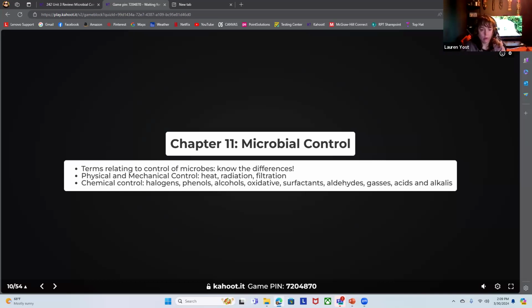The physical versus mechanical control: physical were things like using heat or cold. Those were some examples. Drying even was an example of physical. Mechanical, now we're talking about mechanically removing microbes, so literally separating them by mechanical means from the environment. So filtration falls into mechanical. If you were to literally be scrubbing off your skin and not using any detergent at all, you'd still remove some microbes. That would be mechanical removal of the microbes. Once you start introducing other things in there, then it might become chemical control, for example.